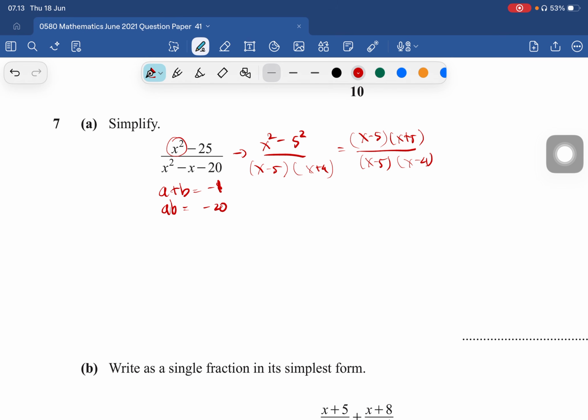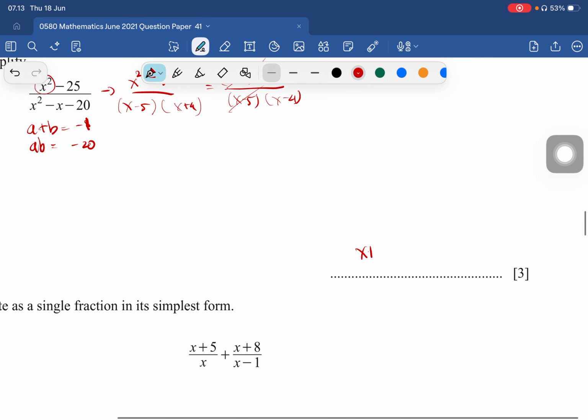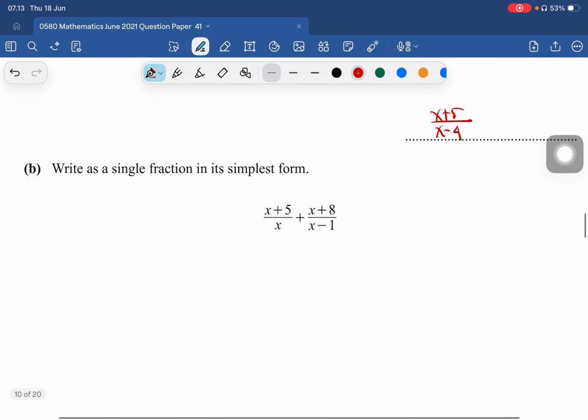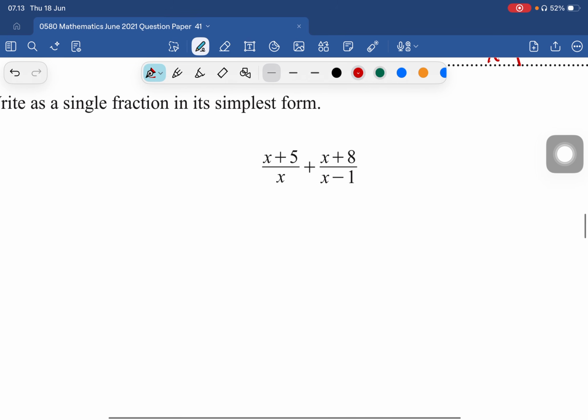Because if we divide, we just cross out x minus 5. So we got the remaining x plus 5, divided by x minus 4. Okay, continue. Write as a single fraction in its simplest form.